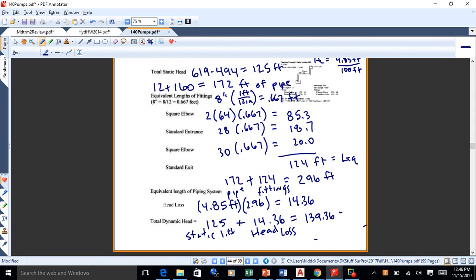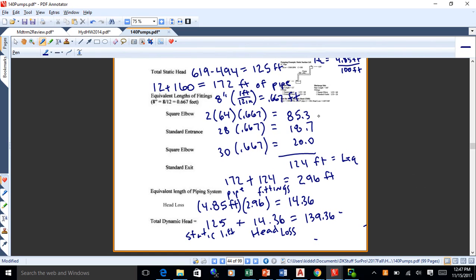Okay with this one? You've got to lift the water 125 feet. You've got 172 feet of pipe. You want to find that pipe diameter in feet. So 8 inches is 0.667 feet. Then you look at the fittings and find the L over D value for each one: 64, 28, and 30. Got two elbows, so 2 times 64 times 0.667, 28 times 0.667, and 30 times 0.667.